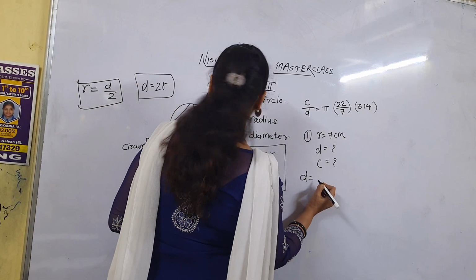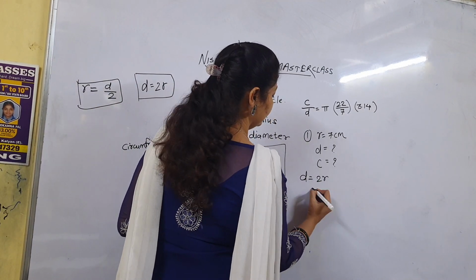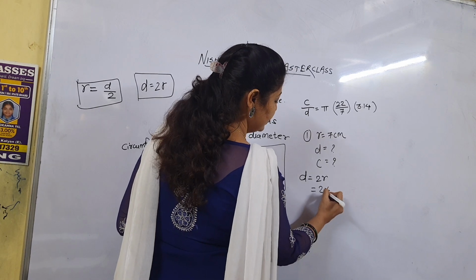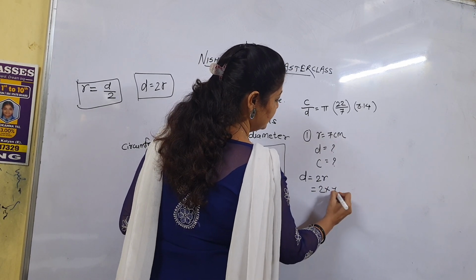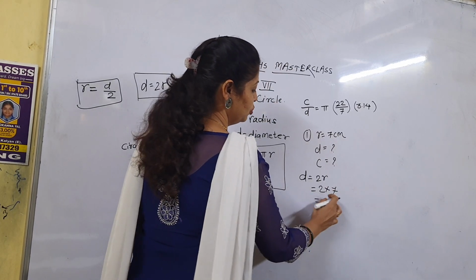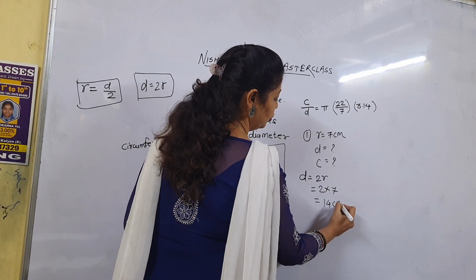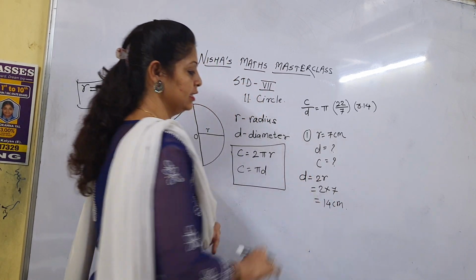D is equal to 2r. No sign between 2 and r means multiplication. r is 7, so 2 sevens are 14. So d is 14 centimeter.